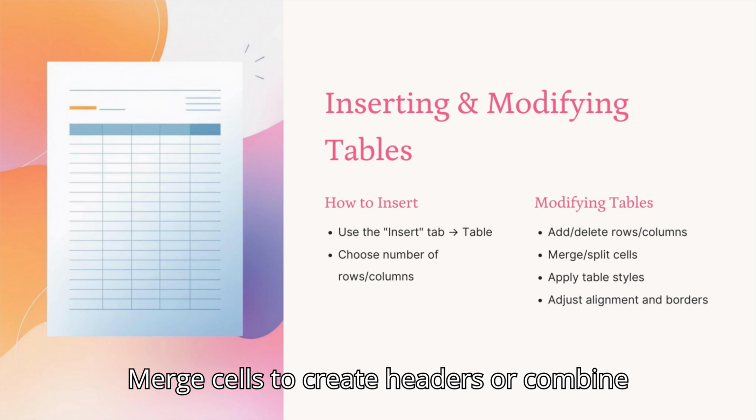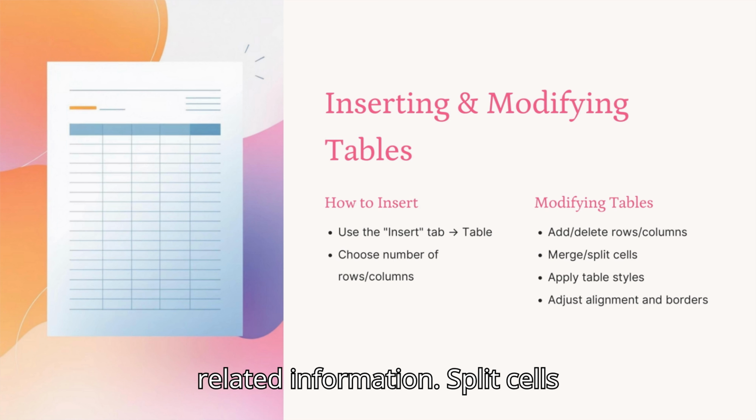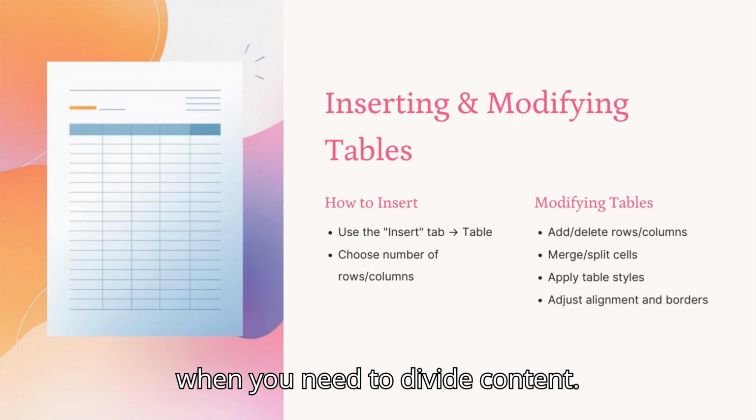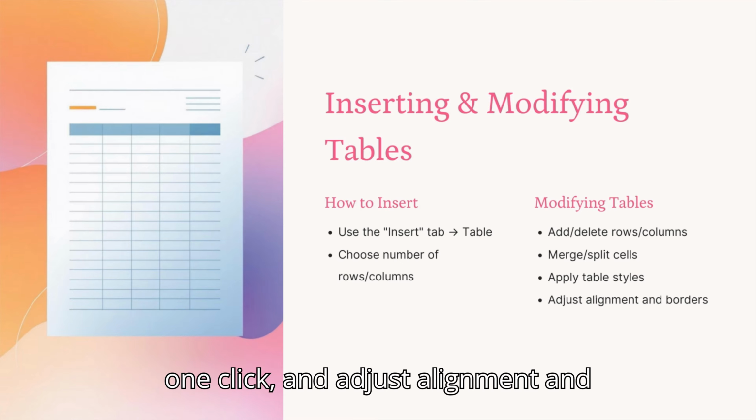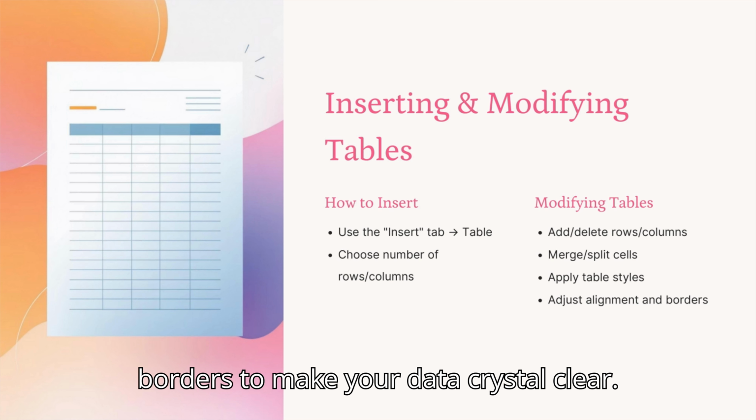Merge cells to create headers or combine related information. Split cells when you need to divide content. Apply professional table styles with just one click, and adjust alignment and borders to make your data crystal clear.